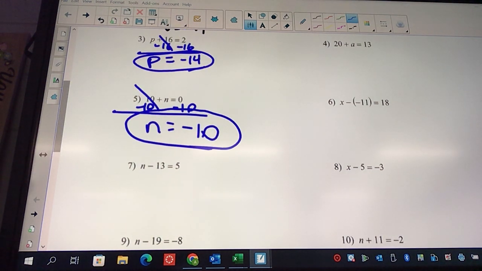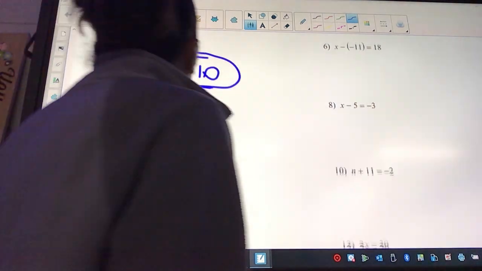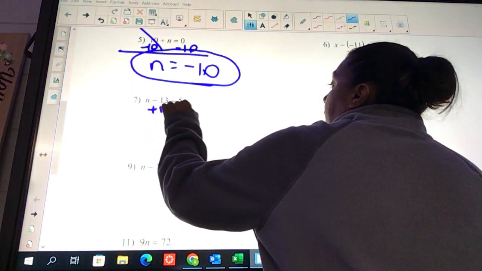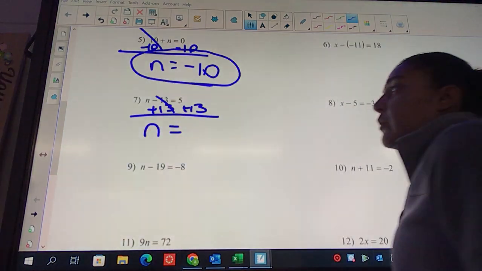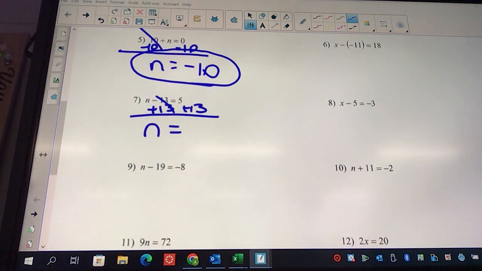Okay, I got n minus 13 equals 5. What needs moved? The 13. How do I move a minus 13? You add 13. We're going to get n equals, what is 5 plus 13? 18. Good.